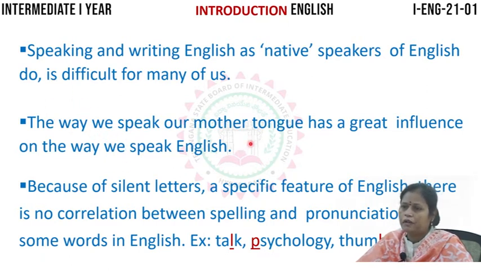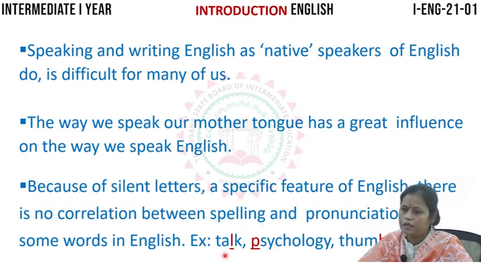So first of all, whatever language we learn as a child is called mother tongue, which has a great influence on the way we speak not only English but any other language because of the special features available in that particular language. Let's deal with English here. This speciality is because of silent letters, which are a specific feature of English, as there is no correlation between spelling and pronunciation of some words in English.